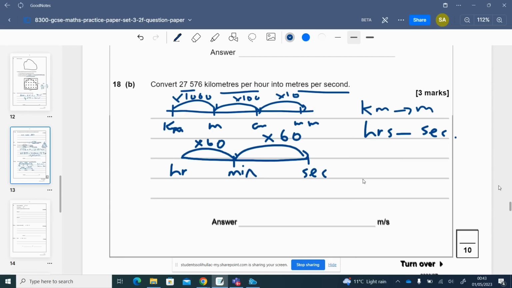So the first thing we'll do is, because it's converting 27,576 kilometers per hour, we change the hours first. In 1 hour we have 60 times 60, which means we have 3,600 seconds. You don't need to do this conversion in your head, you just use your calculator because it is a calculator paper.